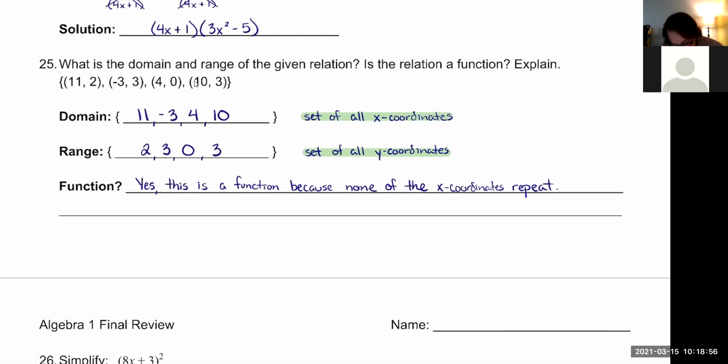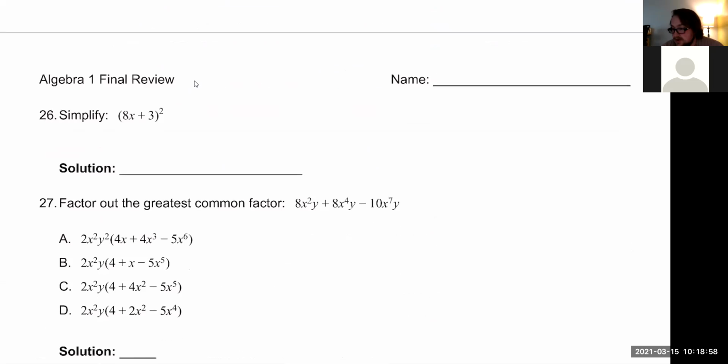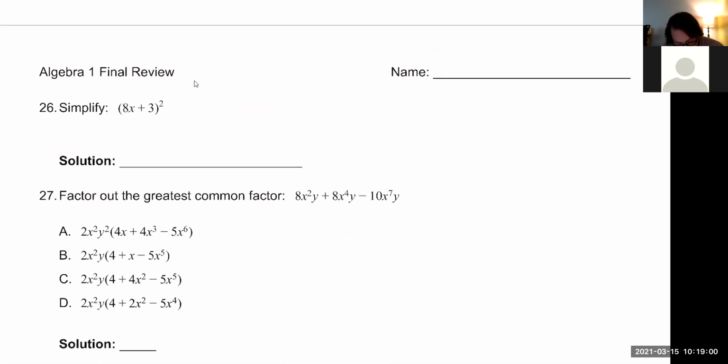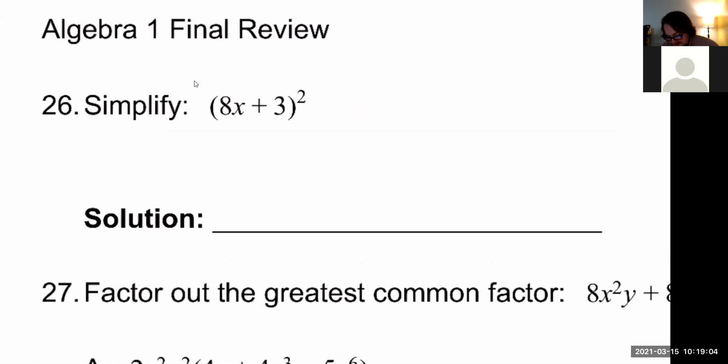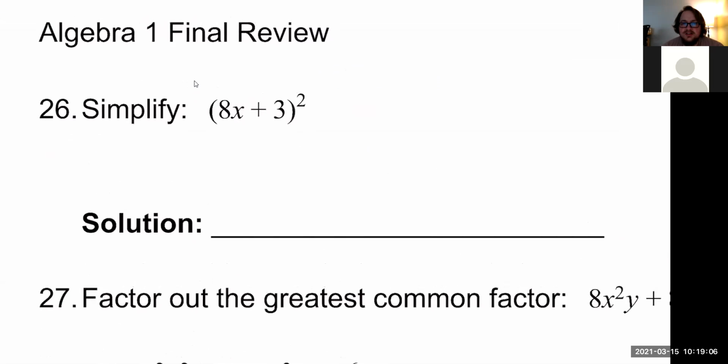All right. Number 26. We're on a roll here. We're going to have a decent chunk done before our break. Number 26 is one of those ones that's a little bit deceiving because all that it says is simplify. And what we have is a binomial raised to a power of 2. Now, I'm going to ask you, can anyone guess what the most common mistake is here? I want to distribute. You want to distribute.